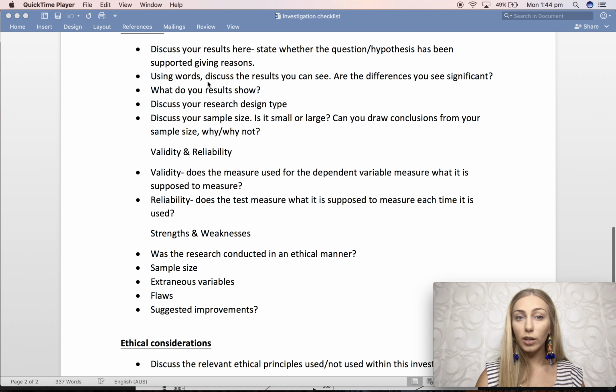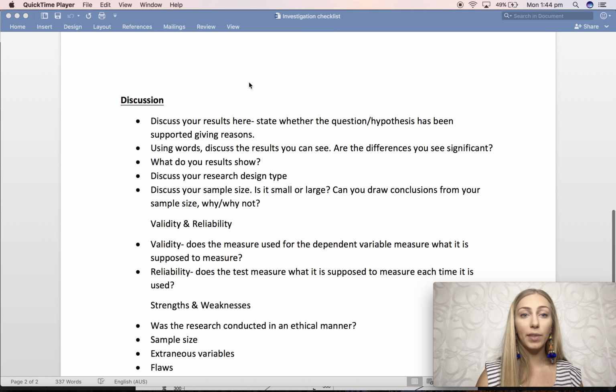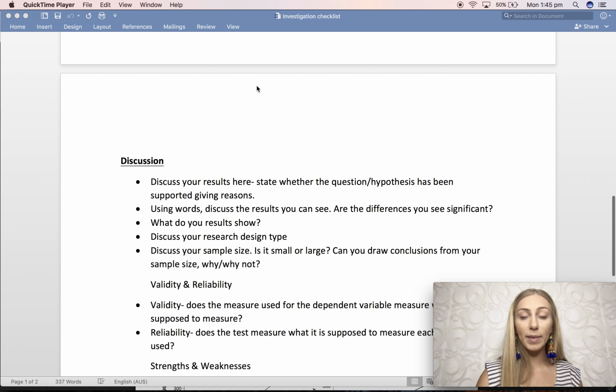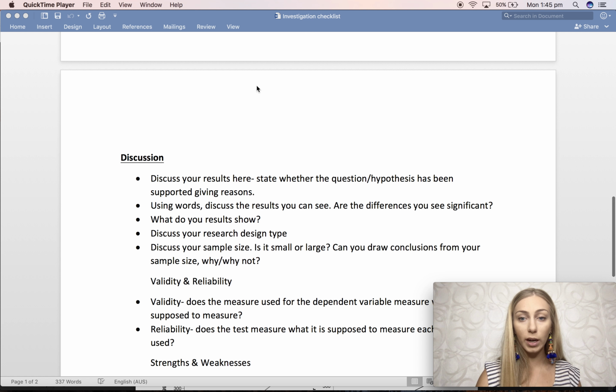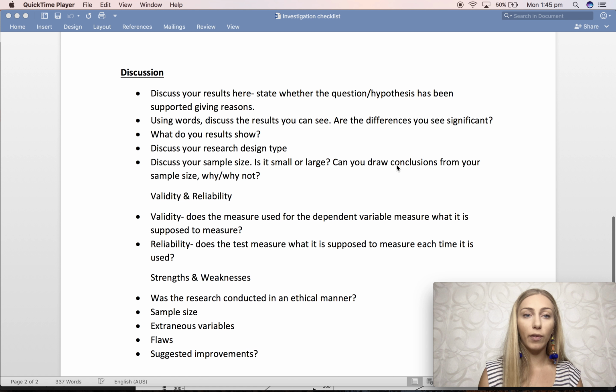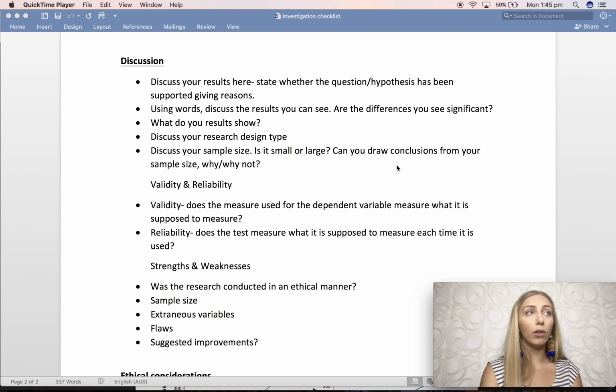Using words, discuss your results that you can see. Are the differences that you see significant? So here it can be something along the lines of what you see in your graph, just as this example has just here. So what do you see in your graph? Is it supported or is it not supported? And here are the differences you see significant. So if you're providing us with a graph or a table, can we see a significant difference, or is it very, very small? And give reasons for that.